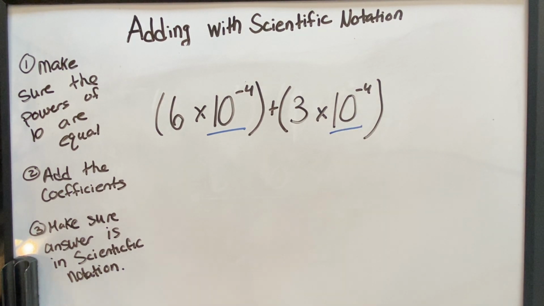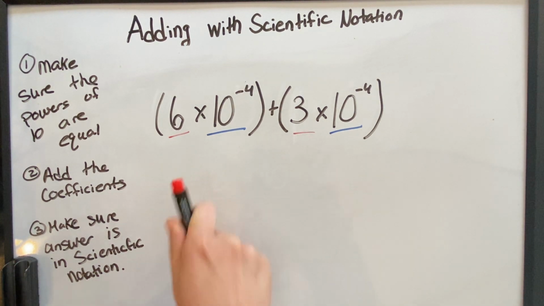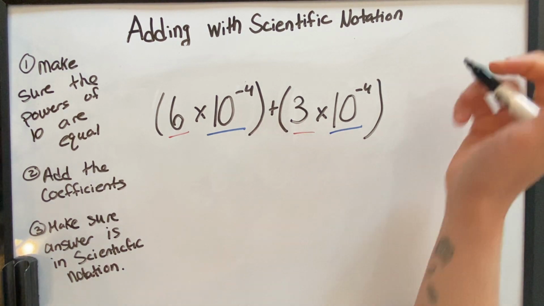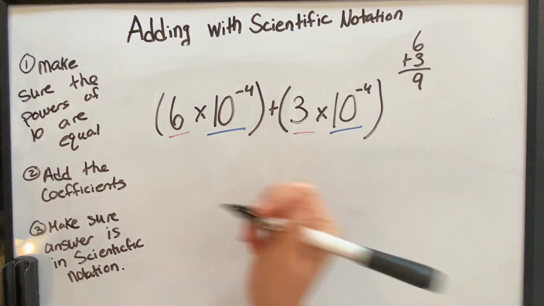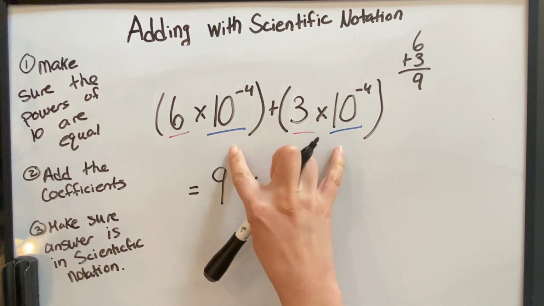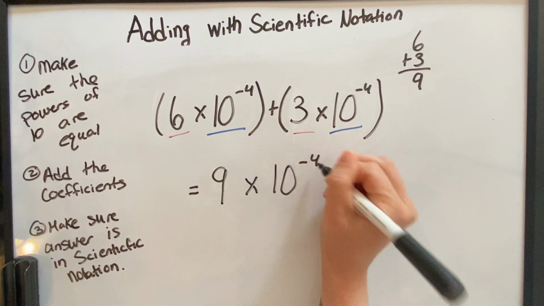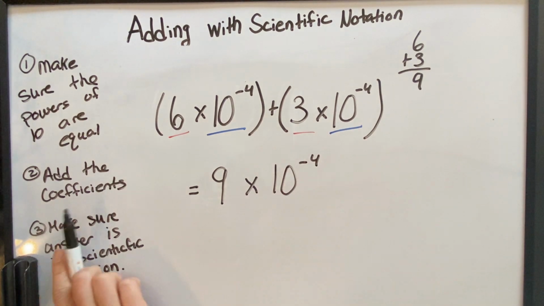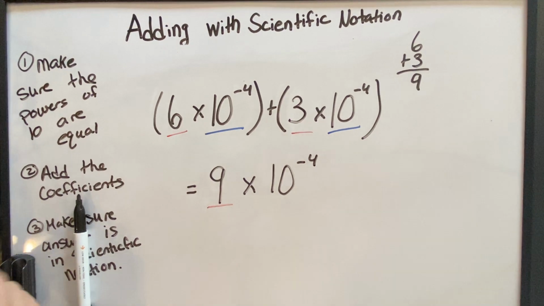Step 2, add the coefficients. So here I have a coefficient of 6. Here I have a coefficient of 3. So we're going to add, because we're working with addition, so it'll be 6 plus 3, and that would give me 9. So my answer would be 9 times, and we're working with the same power of 10, 10 to the negative 4th power. So we have our added coefficients, and we have our power of 10.